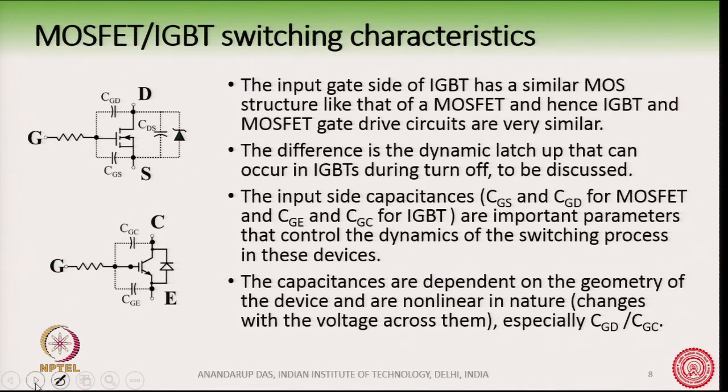Now, next comes the switching characteristics. So, we have covered the static characteristics and we are now looking into the switching characteristics. As you can see, we have shown a MOSFET here with drain, gate, source, and collector, gate, emitter here for the IGBT. Now, the input side of the IGBT has a very similar MOS structure like that of a MOSFET, and so IGBTs and MOSFETs have gate circuits which are very similar.